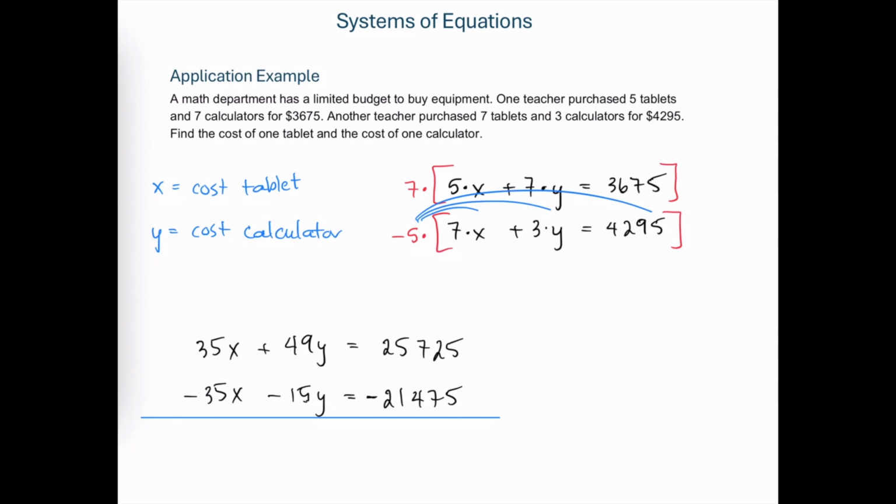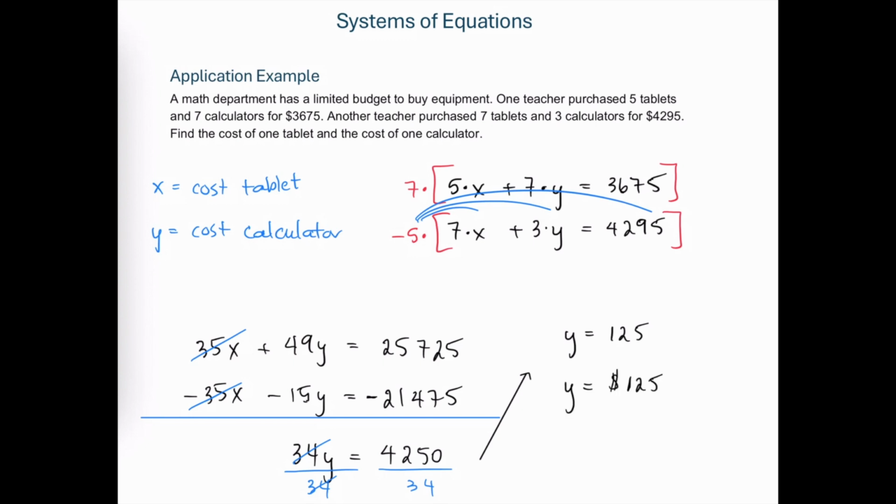So now we're ready to combine like terms on both sides of these equations, and we see that the 35x terms cancel out. 49y minus 15y is going to be 34y positive, and combining the 2 right-hand sides we get 4,250. And now in order to solve for y, we'll divide both sides by 34 to get y is equal to 125, which means that the cost of a calculator is $125.